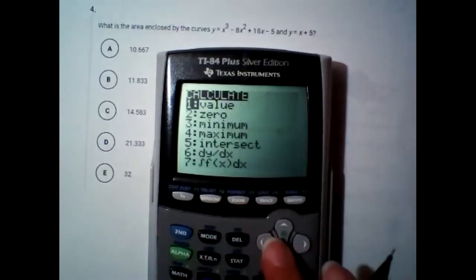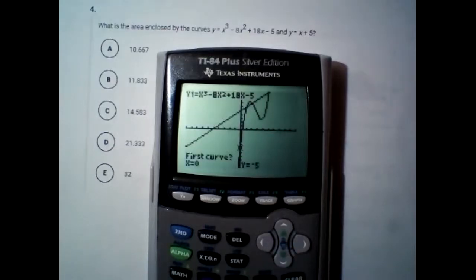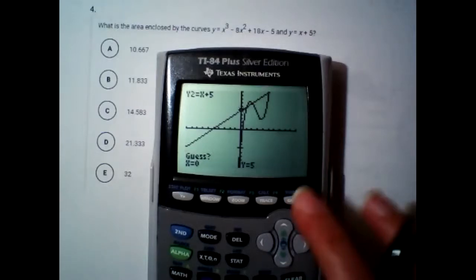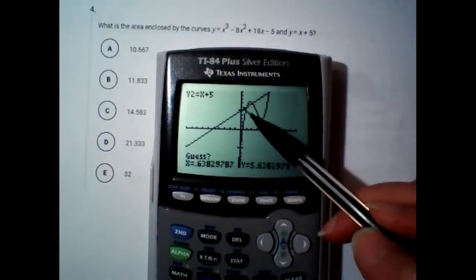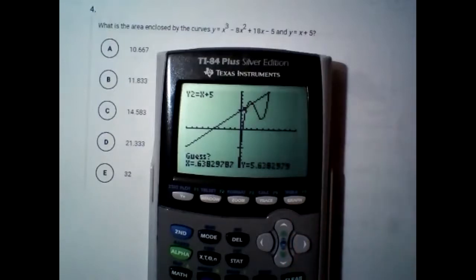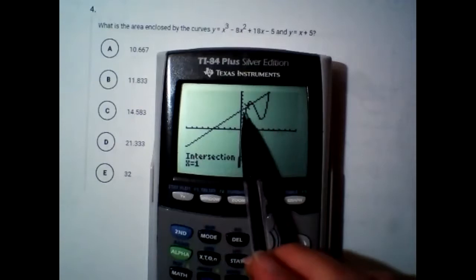So second trace, and then intersect. First curve, enter. Second curve, enter. You basically can't get those messed up because there's only 2 graphs. And for guess, I'm just going to move the cursor close to the first intersection and hit enter. And so that gives me 1. So our first intersection is here at 1.